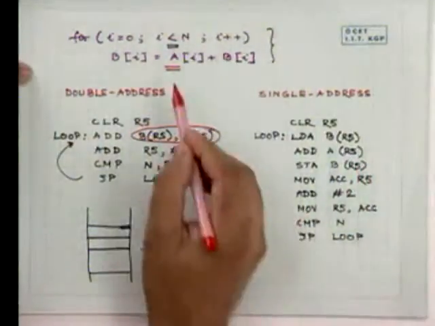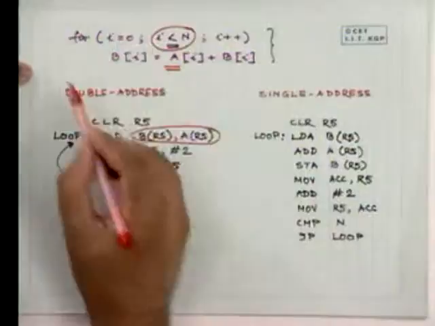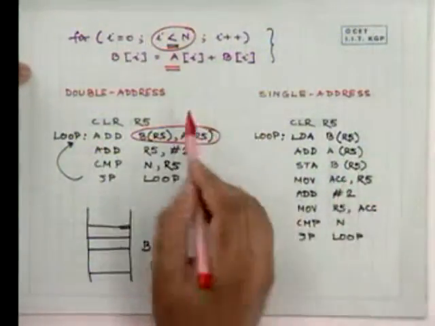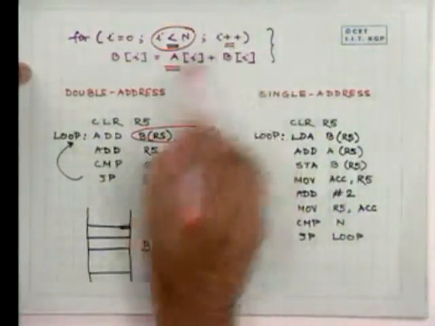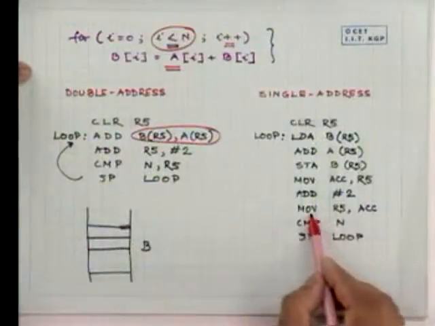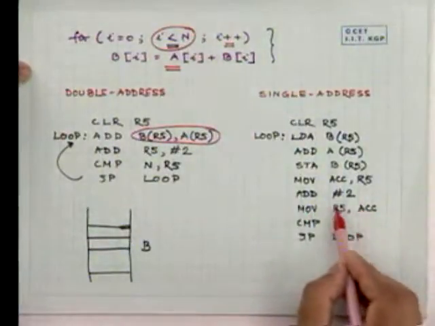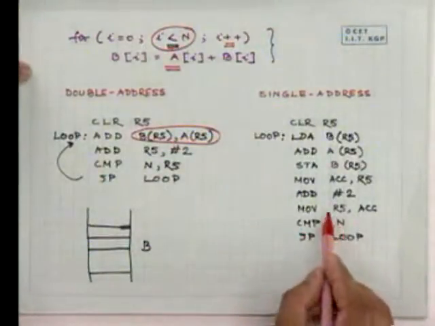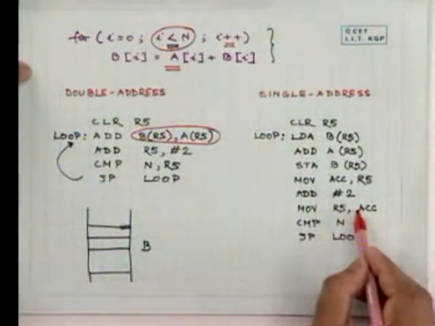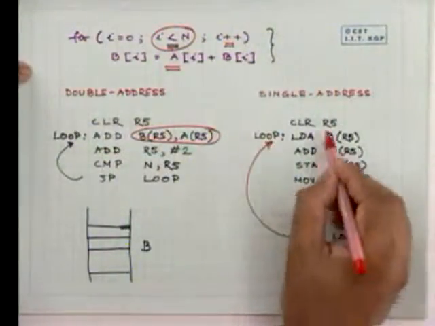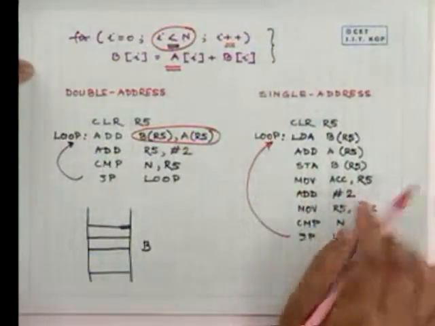Then to check this, we move the content of R5 to the accumulator, add 2 to it to make it I++, then move the content of accumulator to R5, then check the limit, that is, compare the accumulator with n, because the result is still with the accumulator, and jump on positive to loop. We go on doing this loop.